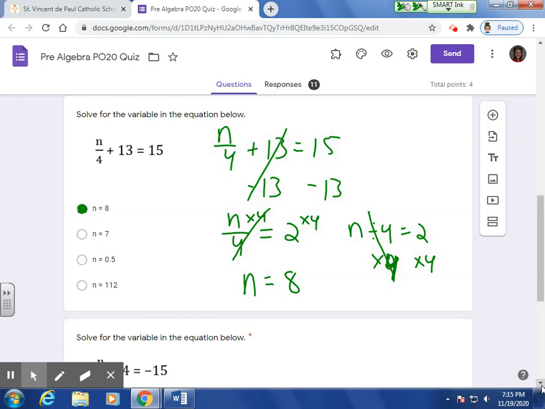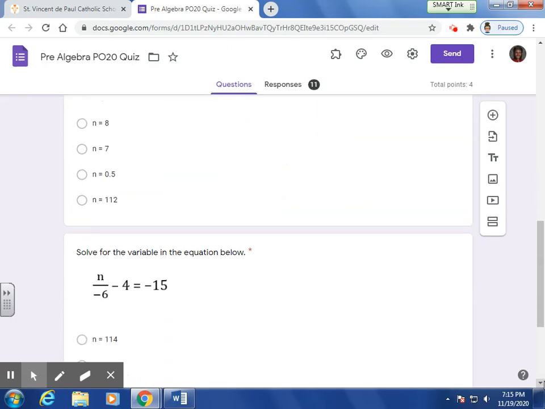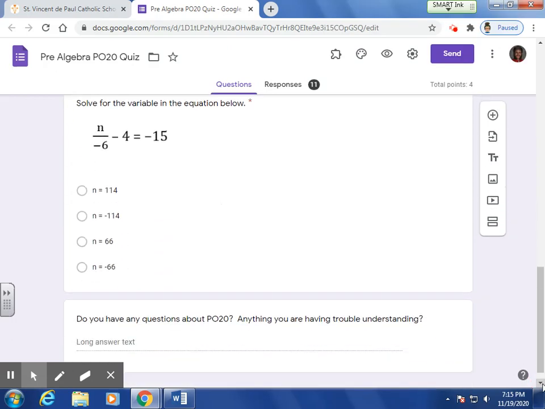The last one is also like this. We have n divided by negative 6 minus 4 equals negative 15.